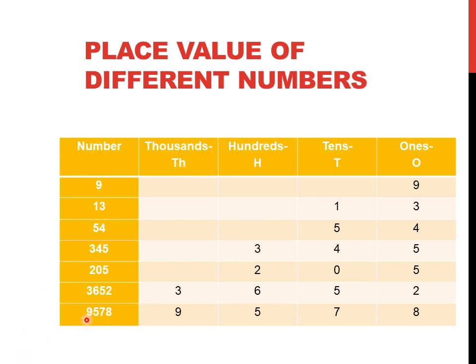Here 9578. Ones place, tens place, hundreds place and thousands place. So according to the place value, we have 8 ones, 7 tens, 5 hundreds and 9 thousands.